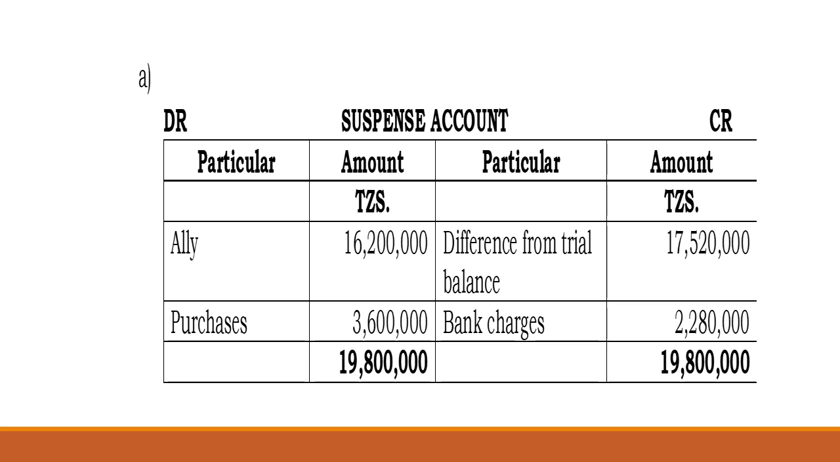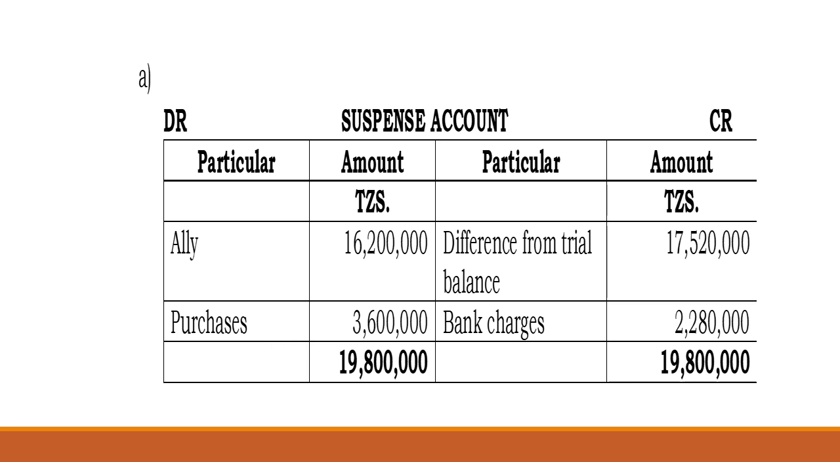16. We credited the early account and debited the suspense account. So in the suspense account, we write early 16,200,000. And from purchases account, we debited the suspense account and credited the purchases account. So in the suspense account, we write purchases 3,600,000. From the bank charge, we debited the bank charge and credited the suspense account. So in the suspense account, we credited it by 2,280,000.